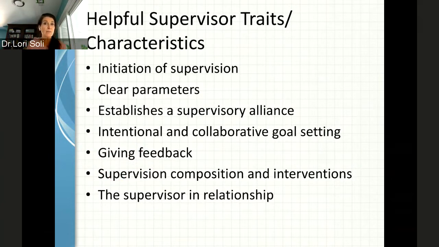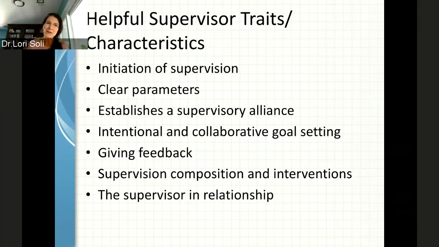So let's talk a little bit about what some of the helpful traits are. As Dr. L.A. said, there may be some things that aren't helpful. Well, hopefully you're encountering more supervisors who have helpful traits. The flip side of these would be things that you would want to be talking to somebody else about.